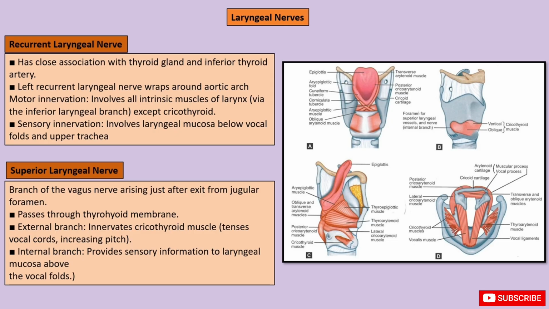While the superior laryngeal nerve, a branch of the vagus again, arises just after exiting the jugular foramen. It passes through the thyrohyoid membrane. It again has two branches, the external branch and the internal branch. The external branch innervates the cricothyroid, which, as we know, tenses the vocal cord and increases the pitch, while the internal branch provides sensory information to the laryngeal mucosa above the vocal fold.